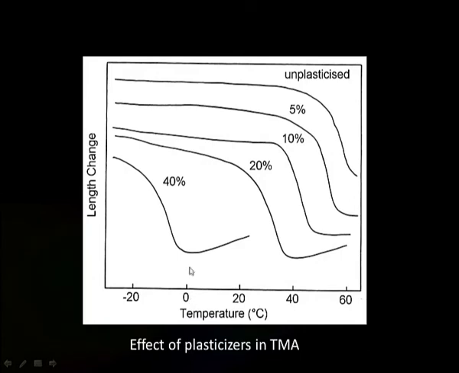If we plot change in length with temperature, the first curve shows the sample is unplasticized. Now, with increase in plasticizers to 5%, 10%, 20% and 40%, we can see that the nature of the curve changes, and now we see that the break in the curve shifts to lower temperatures. For example, when we are using 40%, you can see that the break in the curve is around 0 degrees.